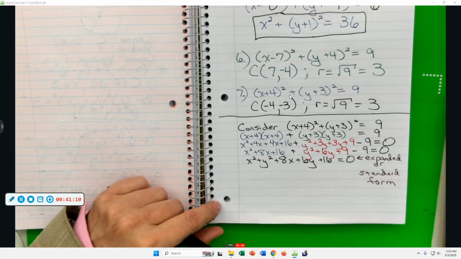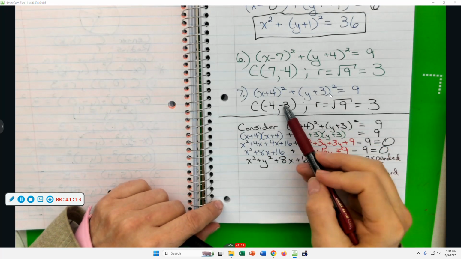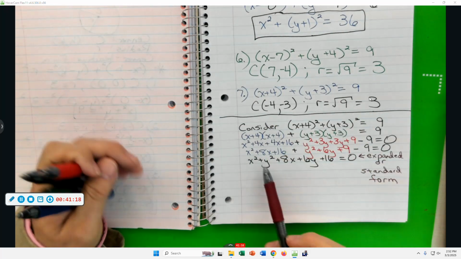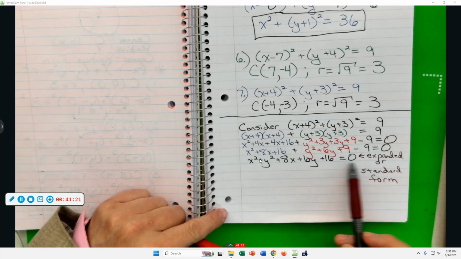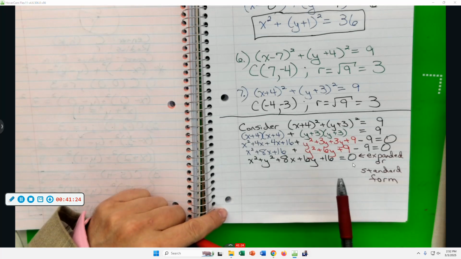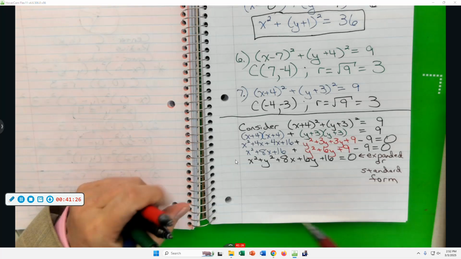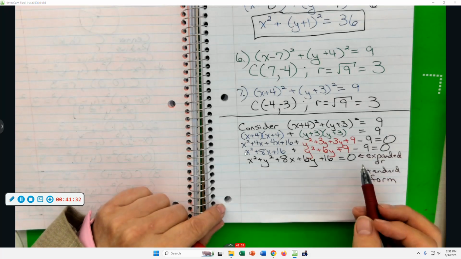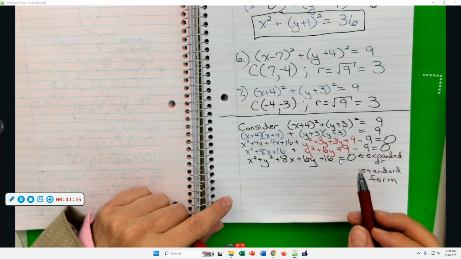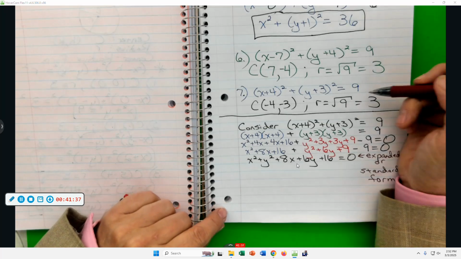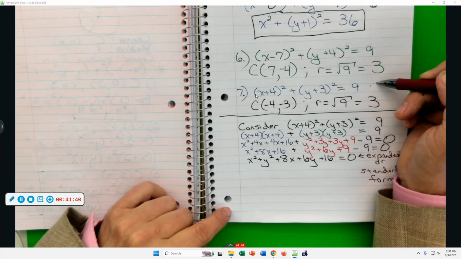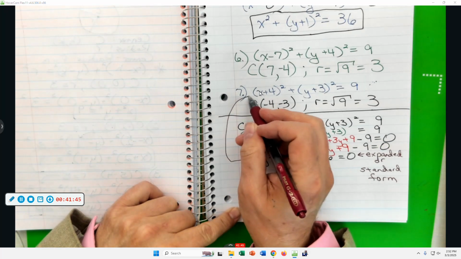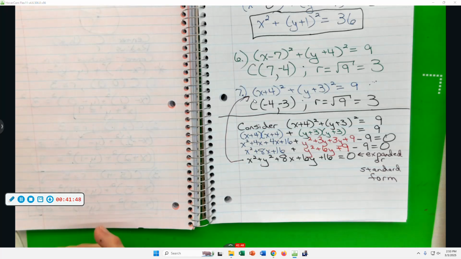Like here it was easy, the way it was written: change the sign, take the square root. It's easy when it's in center radius form. But when it's in expanded form, you can't just look and determine the center and the radius. That's bad. If they give you an expanded form and want you to graph it, you're going to have to get it written back in center radius form. Take the expanded form and convert it back to center radius form.